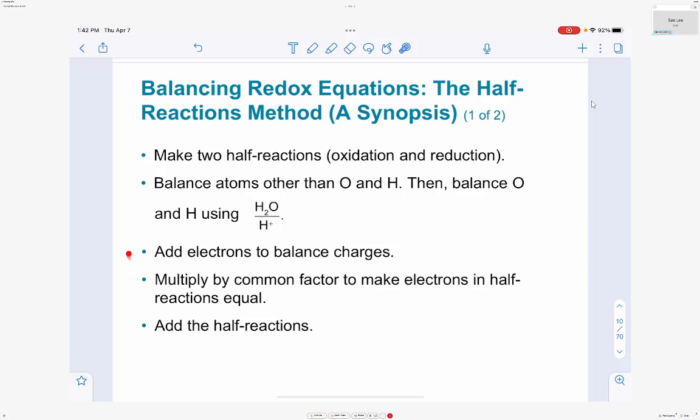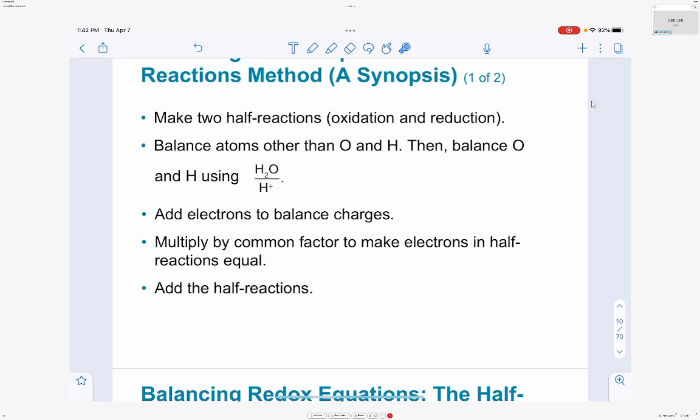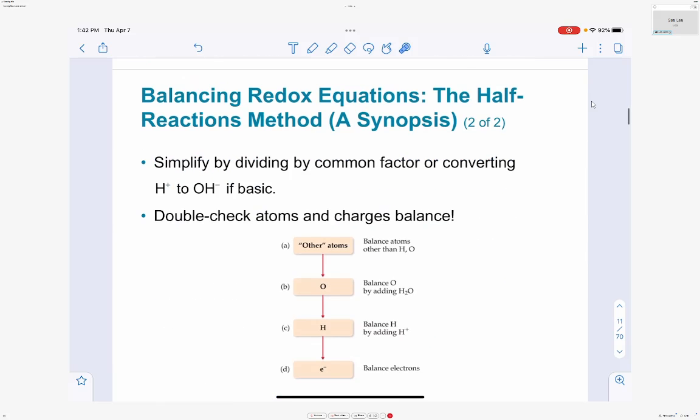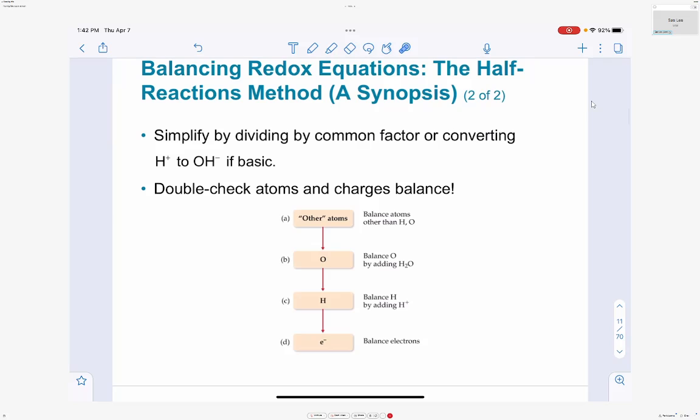The next step, for step 3, you balance charges between the reactant and product side by adding electrons. For step 4, you multiply by a common factor to make the electrons in the half reactions equal. This is important because, again, the number of electrons lost in one half reaction is equal to the number of electrons gained in the other half reaction. For the final step, you add the half reactions together and cancel out anything that appears on both sides of the equation. Let's take a look at the example.